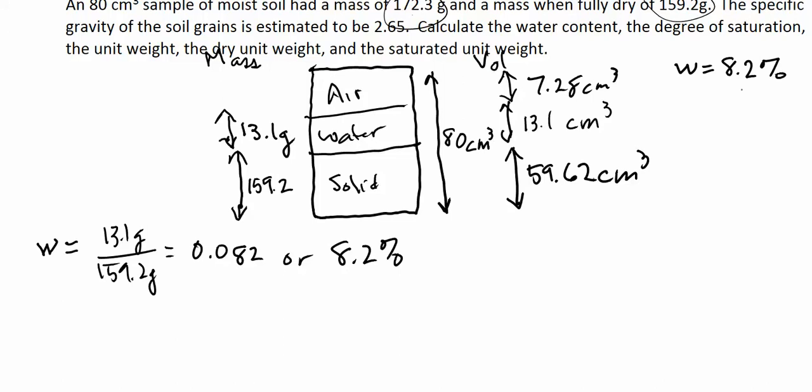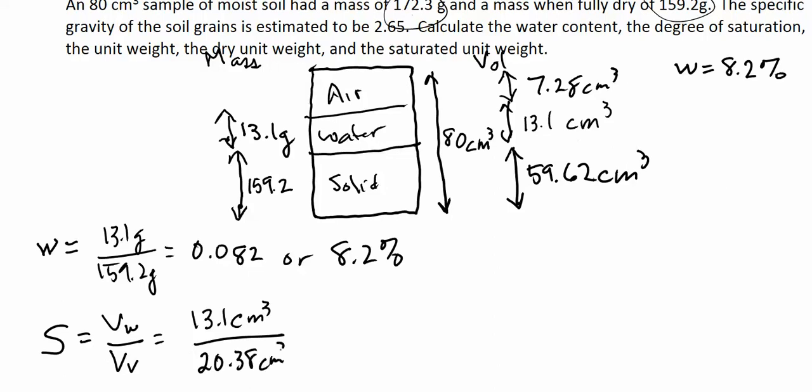Next, we're asked to calculate the degree of saturation. The degree of saturation, capital S, is equal to the volume of the water divided by the volume of the void, and that's equal to 13.1 cubic centimeters. For the volume of the void, we just sum up 7.28 and 13.1, and when I did that, I got 20.38 for the volume of the void, air and water together. I got a degree of saturation equal to 64.3%. Capital S is equal to 64.3%.